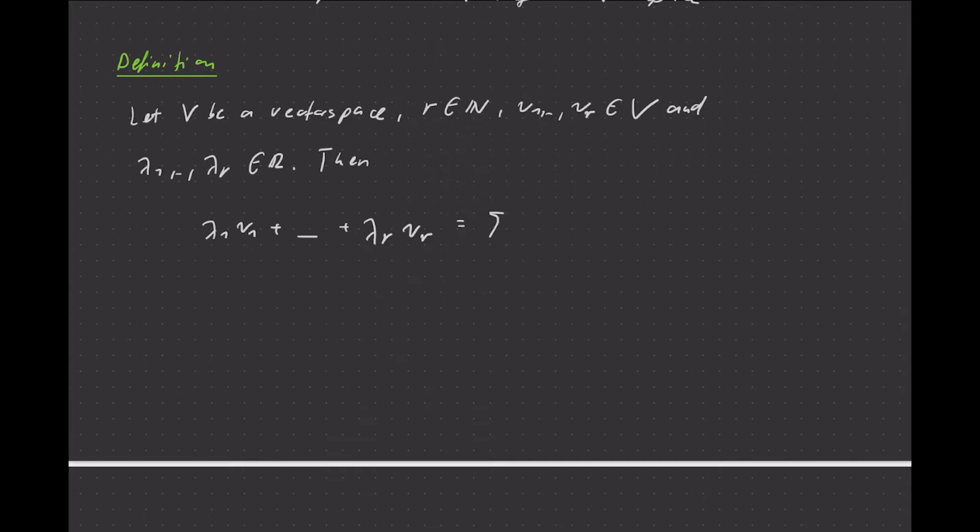Or in a more compact way, this is the sum from 1 to r over the summation index i, and we sum up over lambda i vi. So this is called a linear combination of the vectors v1 to vr.